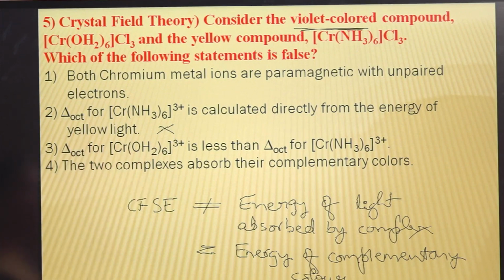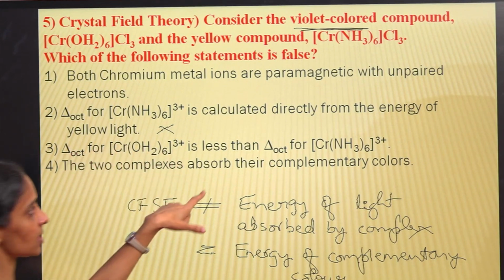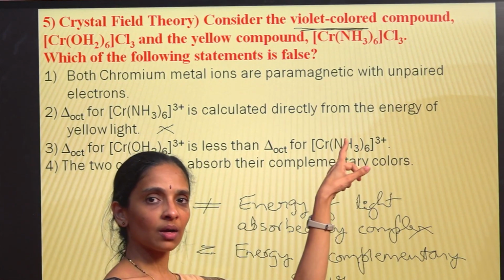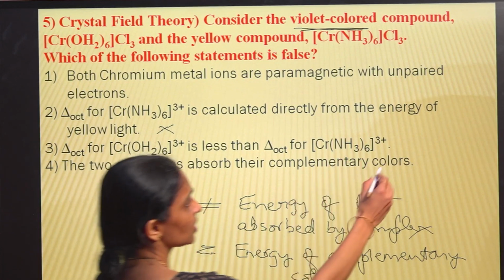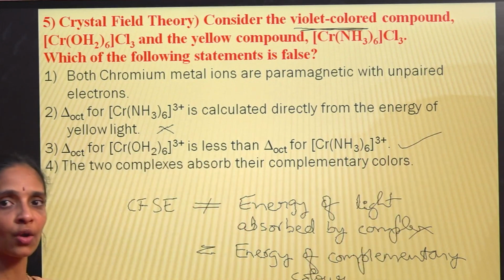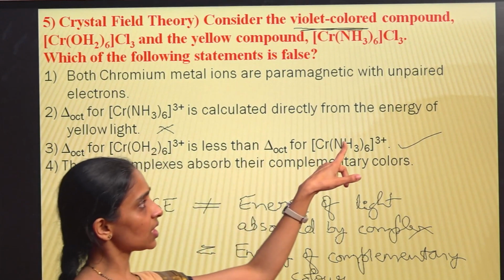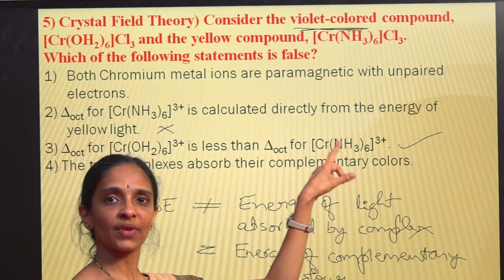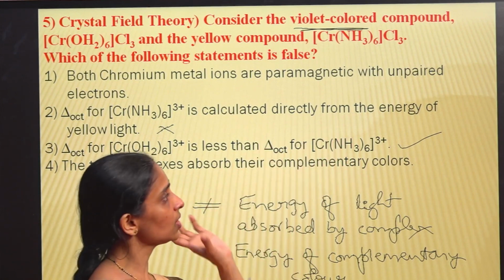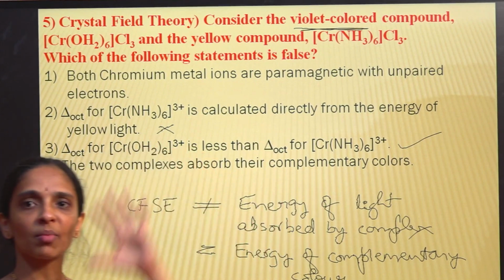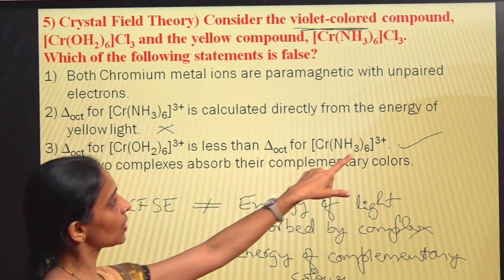Coming to the third statement, CFSE of chromium complex with water ligand is less than CFSE of chromium complex with ammonia ligand. That's true actually, because as I already told you, this is a weak field ligand, whereas this is a strong field ligand. Its crystal field stabilizing strength is more, so it causes more splitting of the crystal field, and the energy will be high.